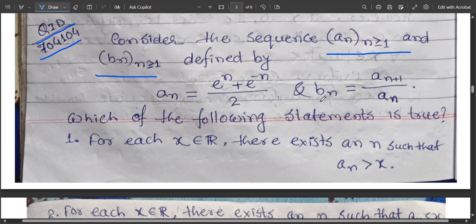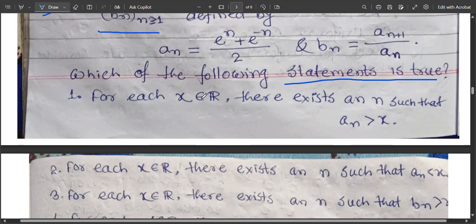They are asking which of the following statements is true. So bn is nothing but the ratio of consecutive terms of an. Let's see what the options are.